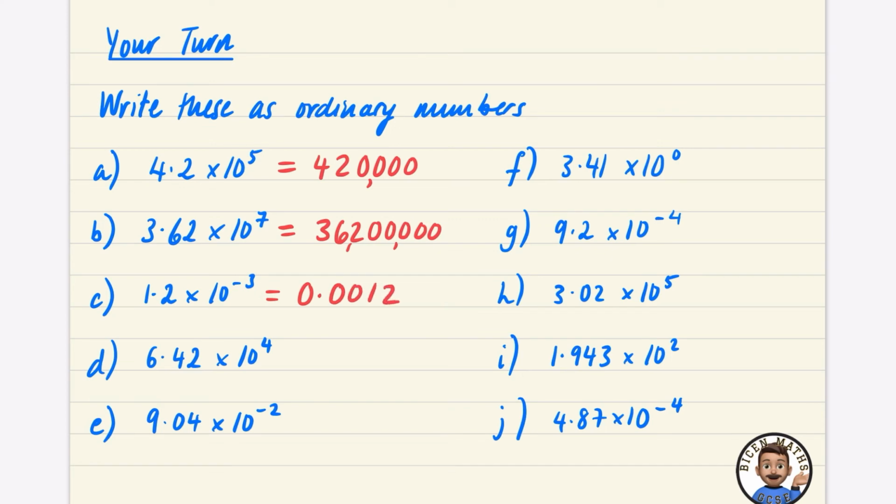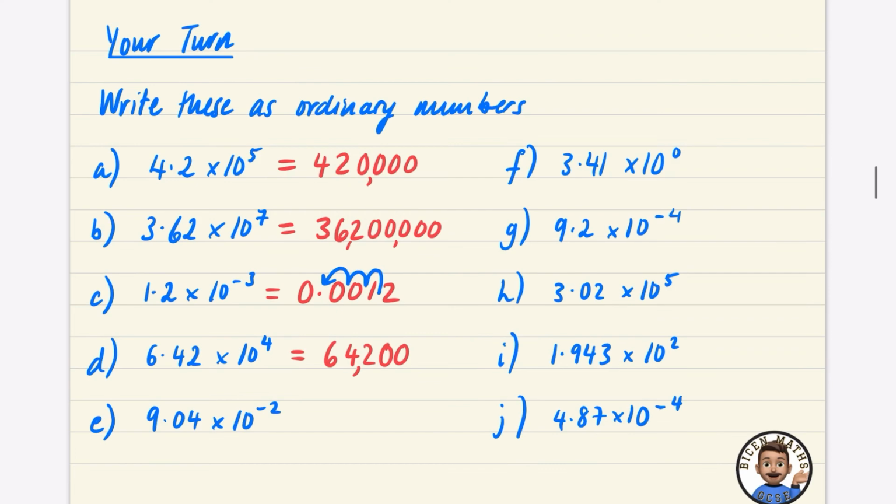This is a negative power and it's negative 3, so we can go straight in and go 0.0012. Or you can think about the decimal point was here. It's moved 1, 2, 3 spaces to the left. Okay, 6.42 times 10 to the 4. Well, there's going to be 4 movements of the decimal point. 2 of them are going over the 4 and the 2. The third and the fourth create those zeros, so it's 64,200.